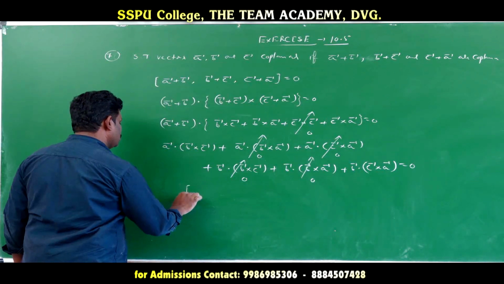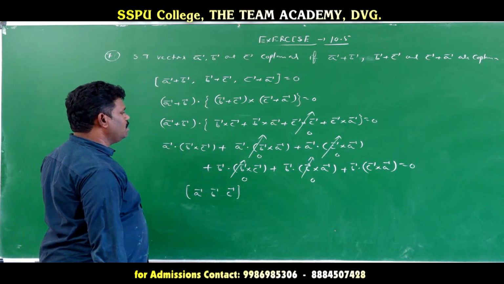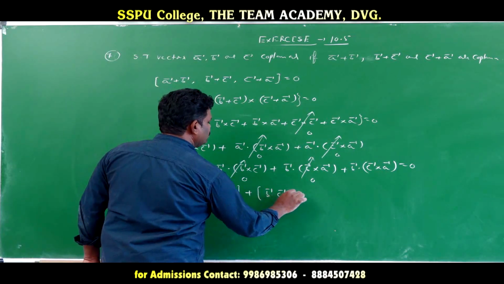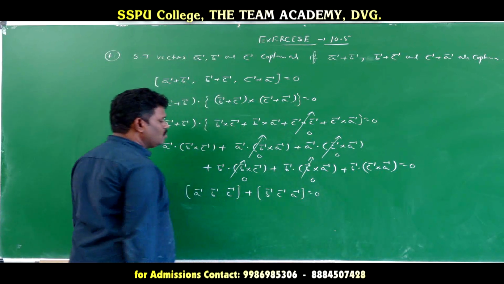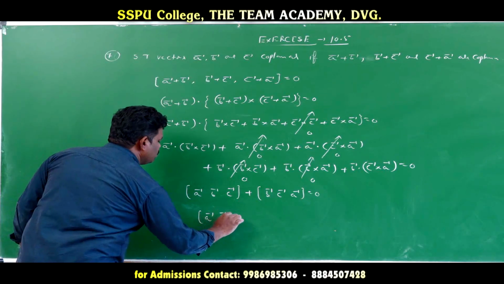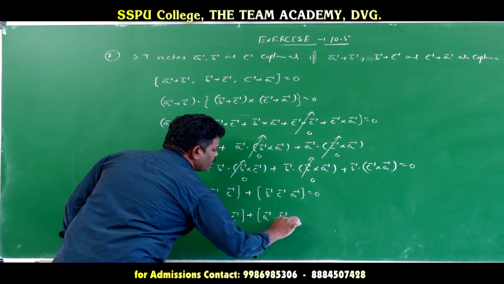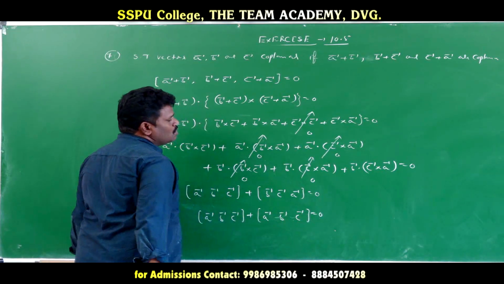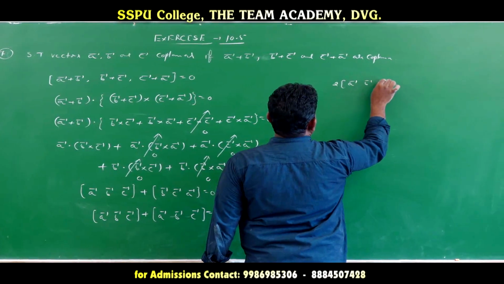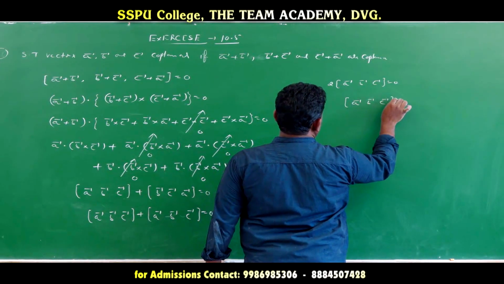Finally what we have here: box of a bar, b bar, c bar. This value, box of a bar, b bar, c bar, plus box of b bar, c bar, a bar value is equal to 0. Now if you interchange the form, then this value is a bar, b bar, c bar plus this one also a bar, b bar and c bar, equal to 2 times this box. So 2 into box of a bar, b bar, c bar is equal to 0. Finally what we have here: box of a bar, b bar, c bar is equal to 0.